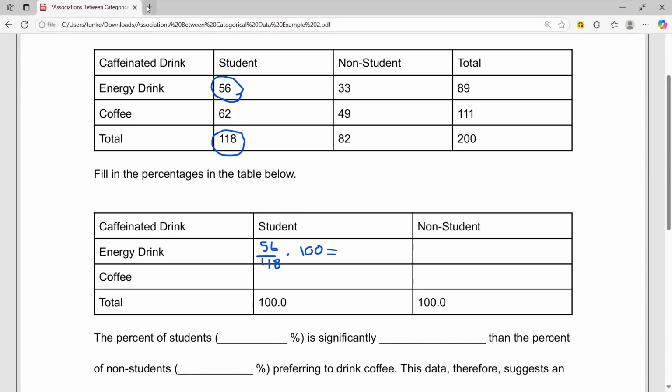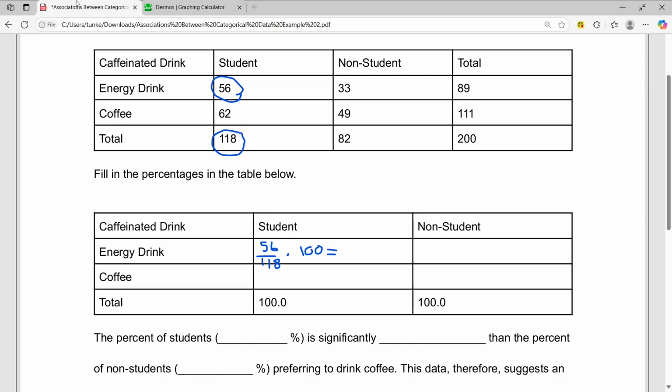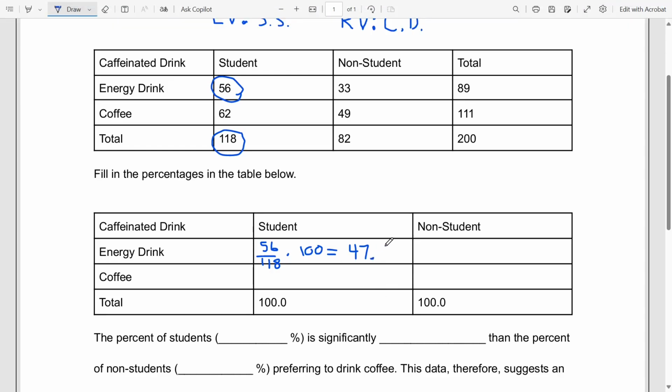Let's bring up Desmos. So 56 divided by 118 times 100, we'll call that 47.5. So just check that, 47.5%. And then to figure out the coffee percentage, we'll take 100 and we'll subtract 47.5. And that'll give us 52.5%.